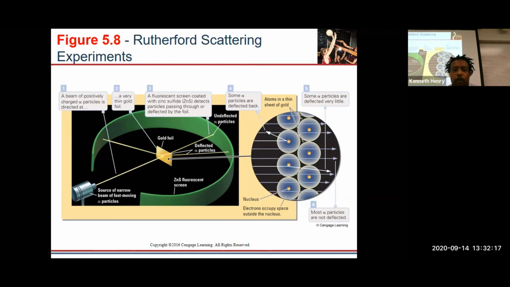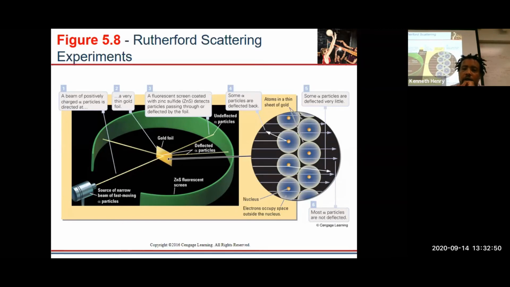And so he took a piece of foil, a gold foil, and he basically aimed positive particles at this foil. Now, they're alpha particles, and they're all positively charged. And so he directed them at the foil. So what he saw was that some of them deflected off, but some of the positive particles went straight through.